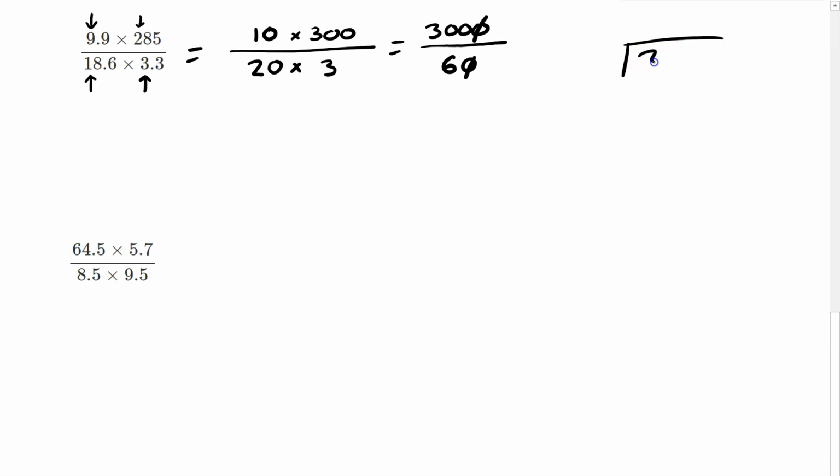A little bit of bus stop again. So 6s into 3 don't go. Carry or clump, depending on how you're taught to do it. 6s into 30 go 5 with no leftovers, and 6 into 0 goes none. So again the answer is 50.